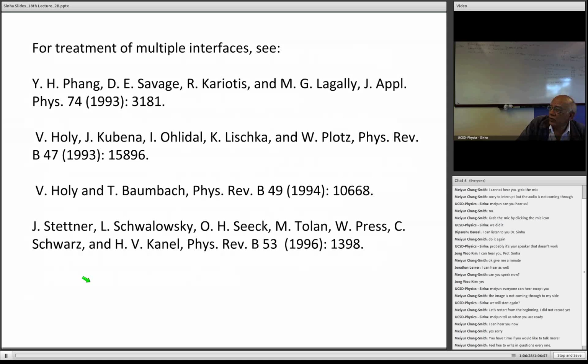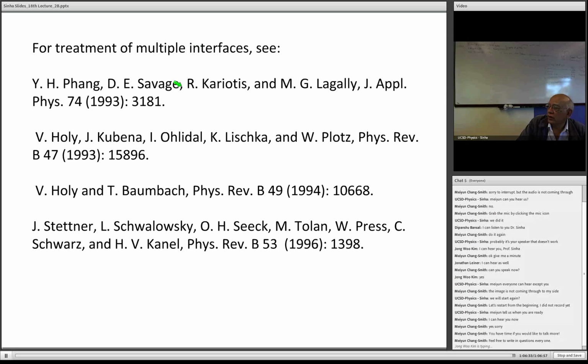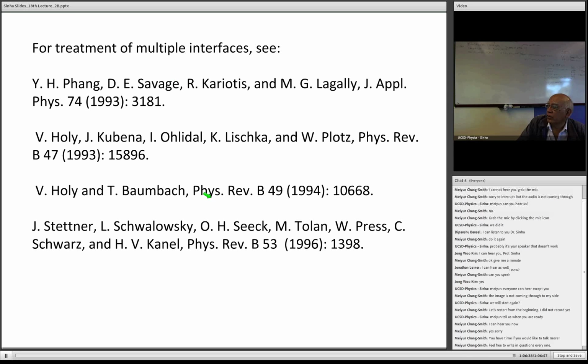If you can go to the next slide. If you want to see the treatment for multiple interfaces, there are many papers discussing that, and I've listed some of them here.